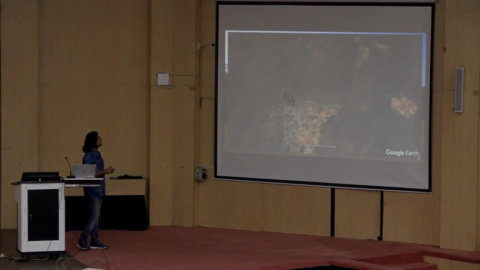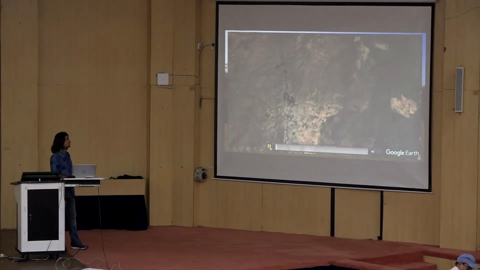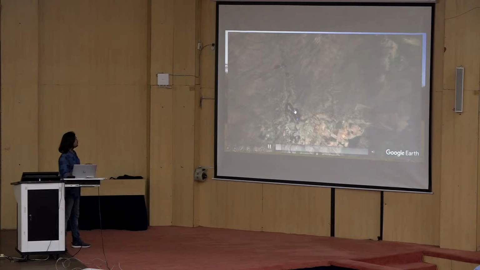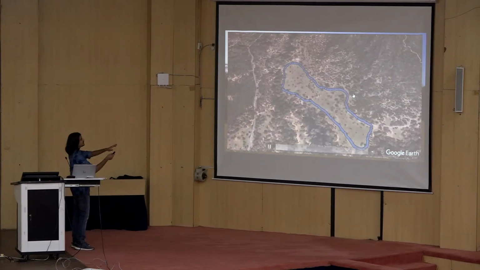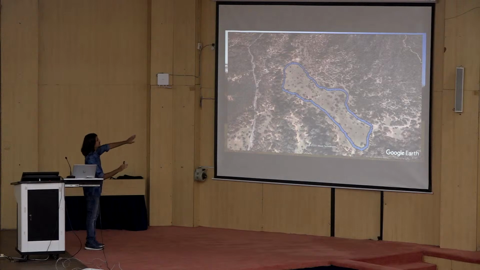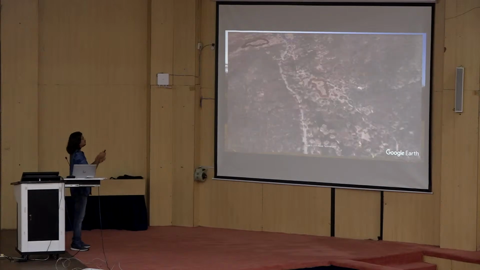I'll give you a brief tour of my grassland sites. Is it visible? We're zooming into one of the grazing sites. Here we can clearly see a continuous layer of grass underneath and sparsely distributed trees and shrubs in between.